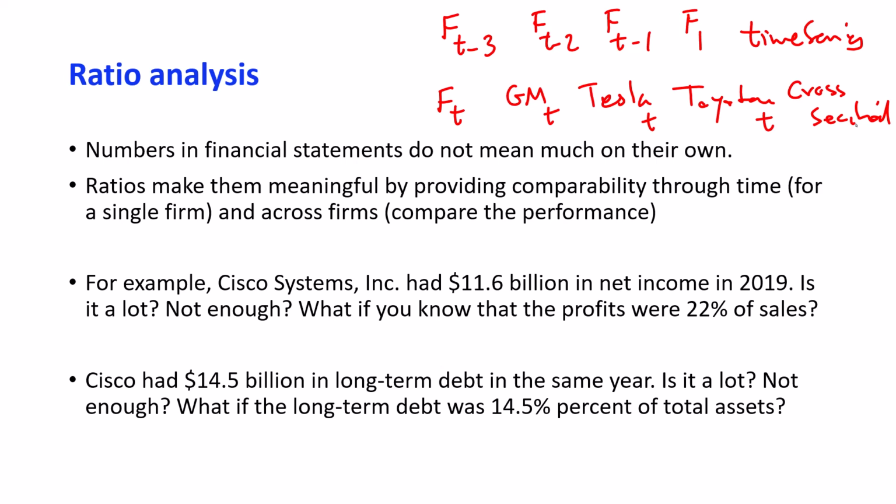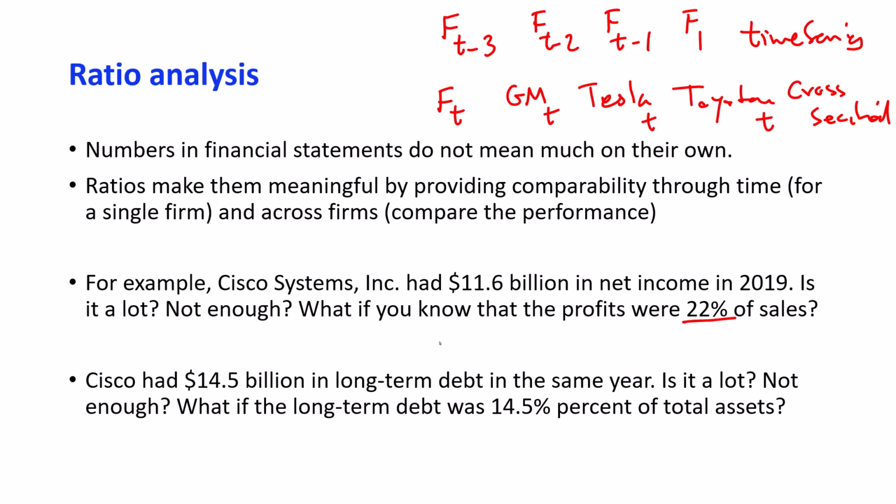For example, let's say Cisco Systems had $11.6 billion in net income in 2019. Is it a lot? Not enough? It's hard to tell without the context. What if you know that the profits were 22% of the sales? Might seem like a good number, but you still can't tell because you're not comparing it with anything else. You might say, okay, this is a good profit for 2019.